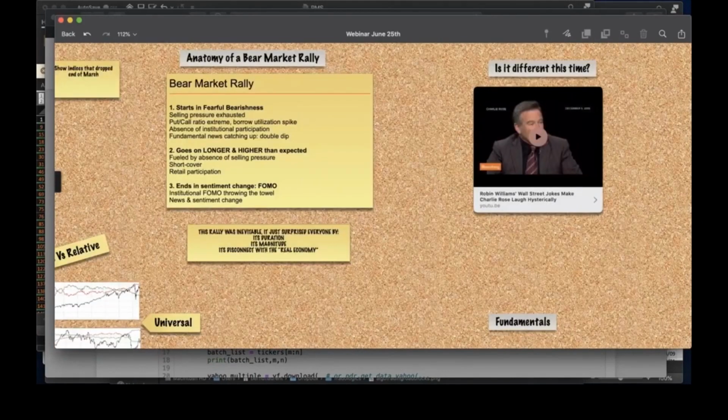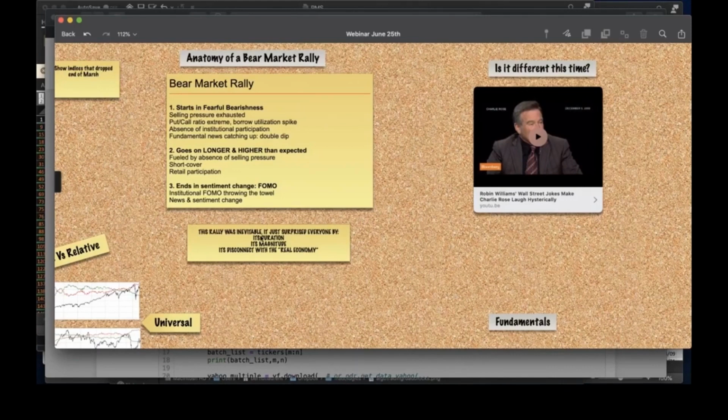Are we in a bull market? Are we in a bear market? And why did it happen? Why was it so violent? Why did it stay so long? What we had now, we didn't have a bull market. We had a bear market rally. And in some cases, it morphed into a bull market. In some cases, it's just a bear market rally. So this rally was inevitable.